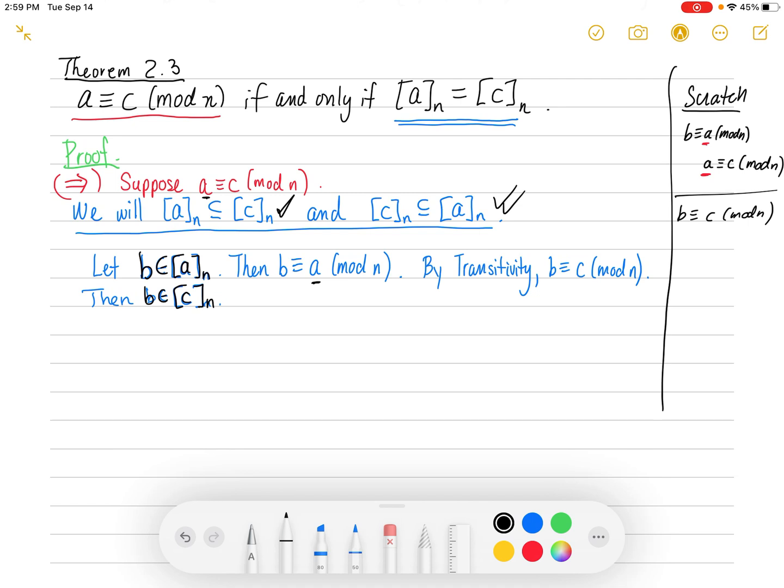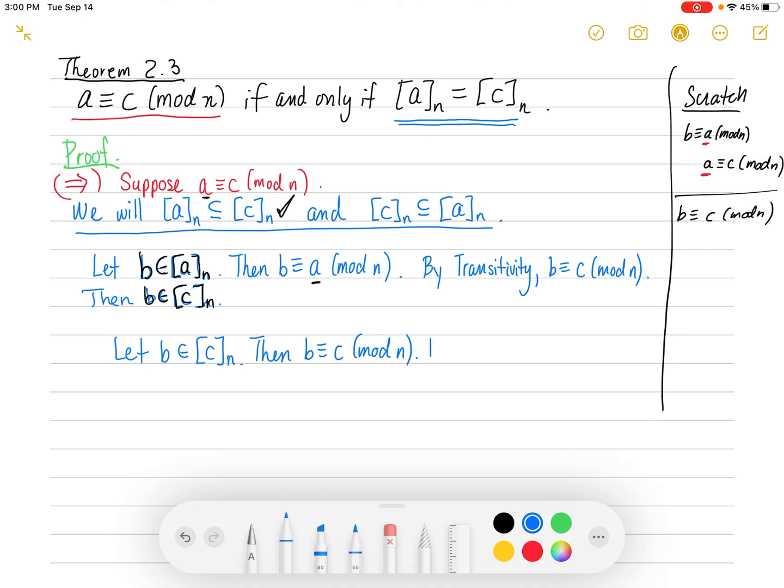Now the second thing we need to do, the second check mark I'm just writing down, is that the congruence class of C is a subset of the congruence class of A. So let's see if we can do that. To do that, I need to start off with a B in the congruence class of C mod n, and I want to show that B is also in the congruence class of A mod n. Well, if B is in the congruence class of C mod n, that means B is congruent to C mod n.